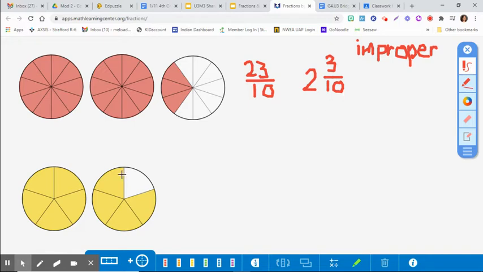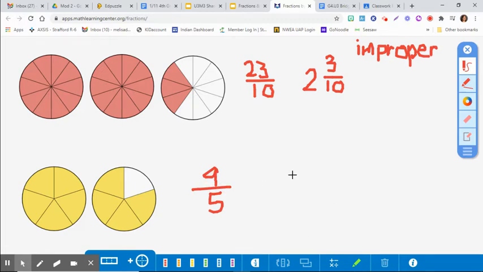Let's look at this one down here. So remember, our first thing is to see how many sections will it take to make a whole. We've got 1, 2, 3, 4, 5 sections. So these are divided into fifths. So 5 would be our bottom number. First, let's just see how many fifths are filled in. We've got 1, 2, 3, 4, 5, and we come over here, 6, 7, 8, 9. So our first possibility would be 9 fifths.